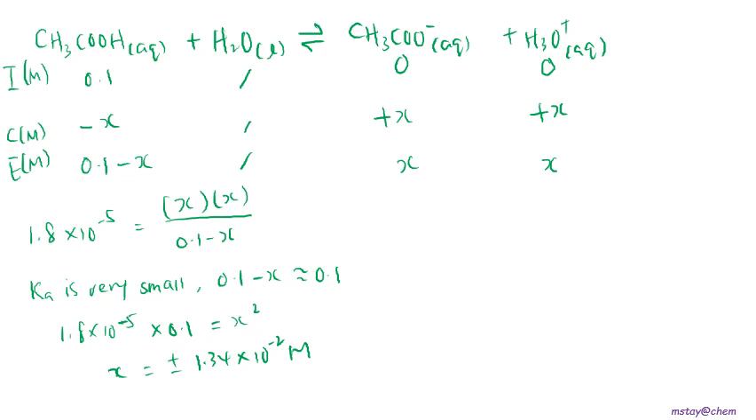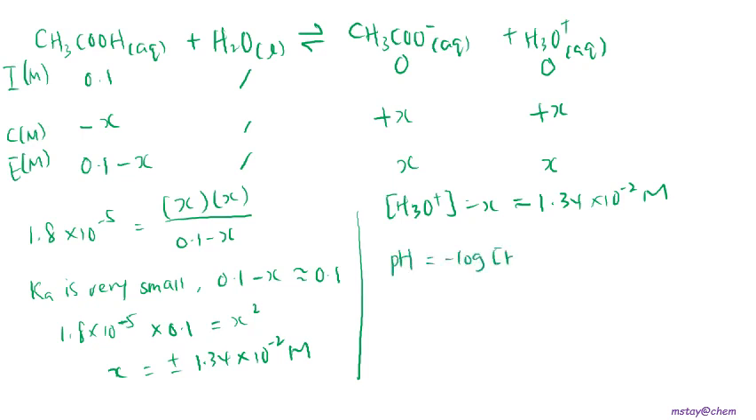Because concentration is never a negative value, we can say that the concentration of H3O plus equals x, which is also 1.34 exponent negative 2 molar. Then now we can calculate the pH value for CH3COOH.